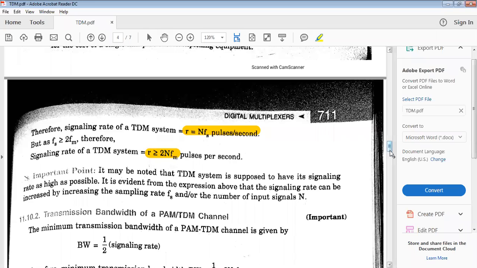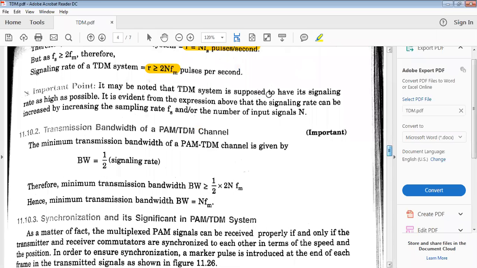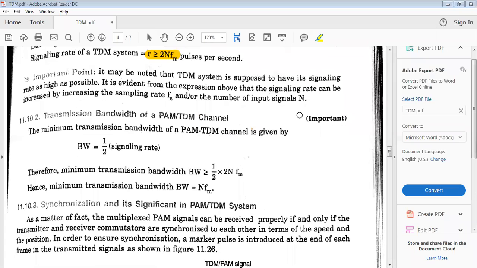Now the transmission bandwidth. The minimum transmission bandwidth for a PAM TDM signal required is half of the sampling rate. What is the sampling rate? It should be greater than or equal to 2 N Fm. So half into 2 N Fm equals N Fm. So this is the minimum bandwidth, N Fm, for the PAM TDM system.